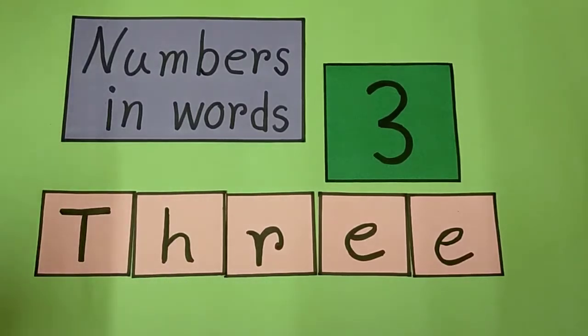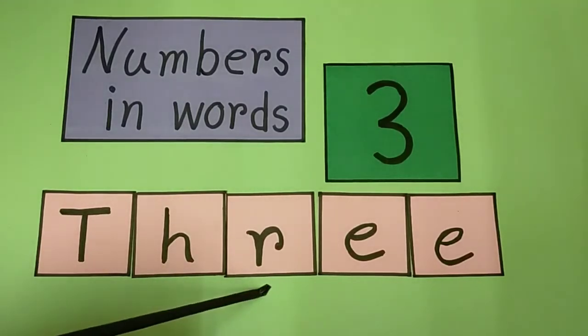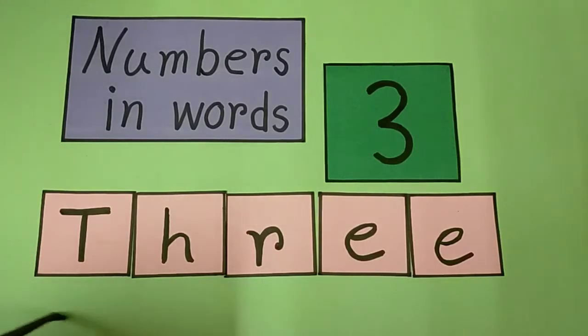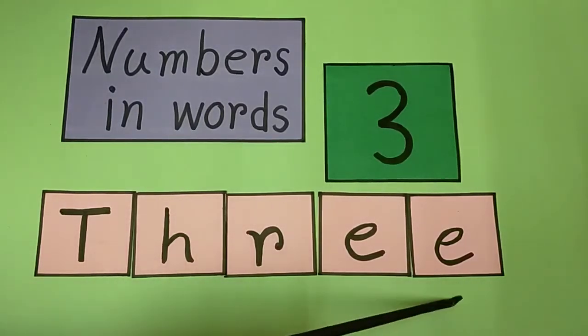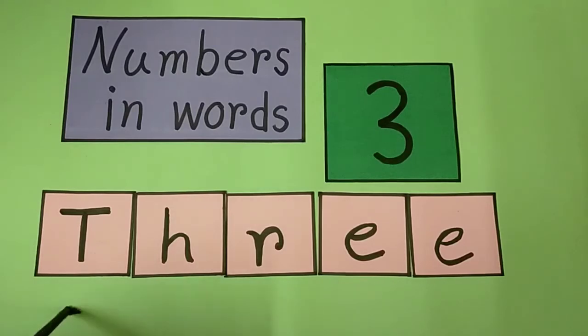Say the spelling with me. T-H-R double E, 3. T-H-R double E, 3. Now quickly. T-H-R double E, 3. Now let's jumble the spelling also.